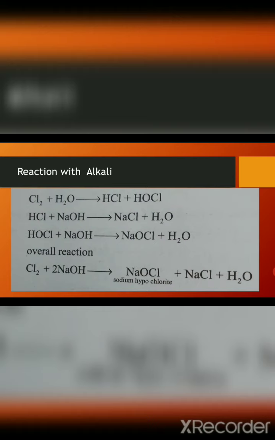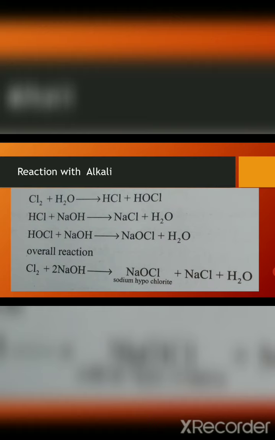So chlorine reacts with cold dilute alkali to give chloride. It gives the corresponding chloride and hypochlorite. Let us see the example. When chlorine reacts with water, it gives HCl, hydrogen chloride, plus HOCl, hypochlorous acid. The next one, HCl plus NaOH, sodium hydroxide, gives NaCl, sodium chloride, plus water.